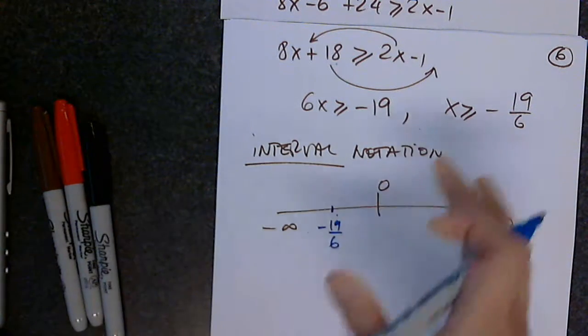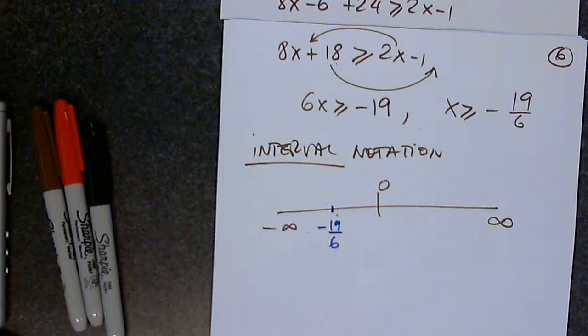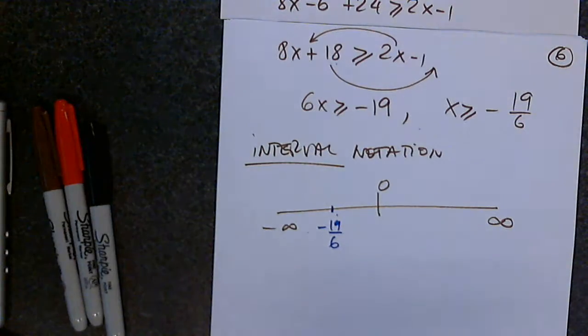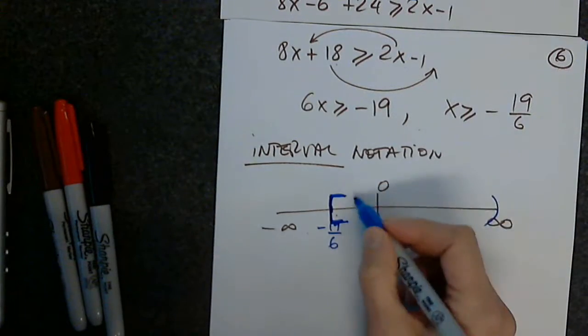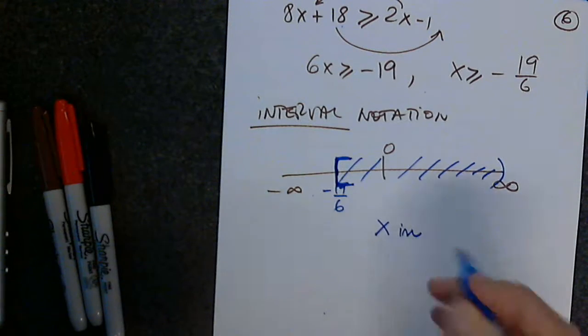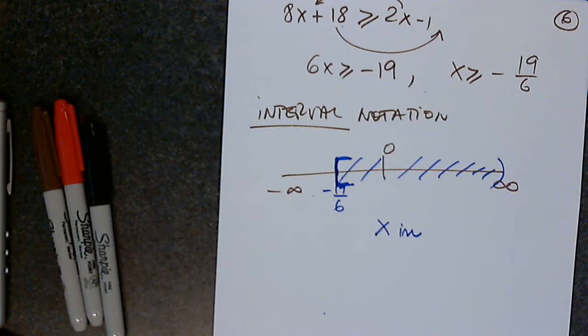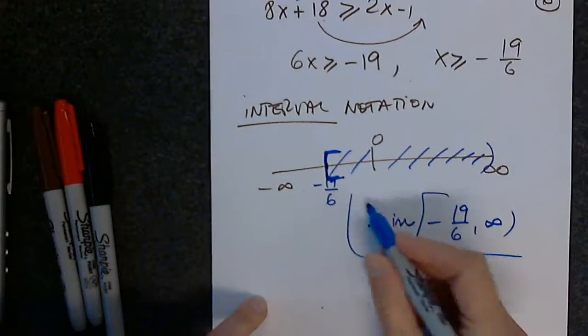So which side is x being greater than or equal to negative 19 over 6? Which side will I find it? Of course, to the right-hand side of negative 19 over 6. Because it's an equal symbol, I will use a bracket, and it goes all the way. So I will say x is a number in the interval. Exactly what I see. The bracket to the right of negative 19 over 6, comma, infinity with a parenthesis. This is the interval notation.